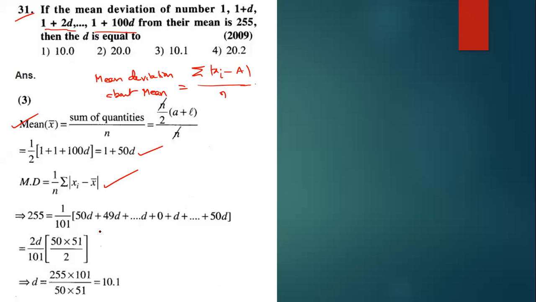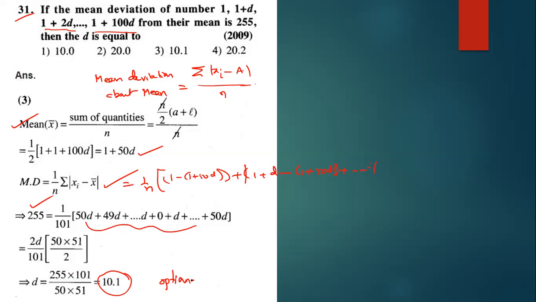Now you apply this formula. So in this case, they should write the first term: 1 minus (1 plus 50d), plus 1 plus d minus (1 plus 50d), and so on, like that. The modulus is there. Be careful. So the mean deviation about the mean is 255. Simplify, the answer is coming. d is coming 10.1. The option is C.